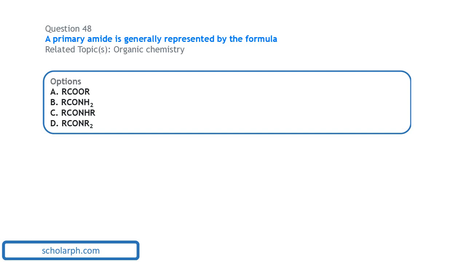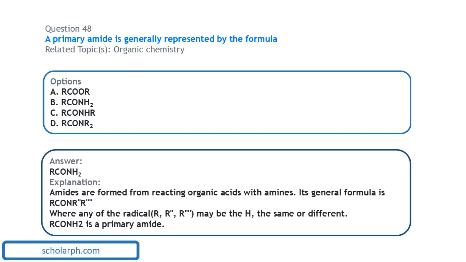A primary amide is generally represented by the formula. A primary amide has only one radical, one alkyl group. So the general formula is RCONH2 for primary amides. So there will be only one R here, RCONH2.